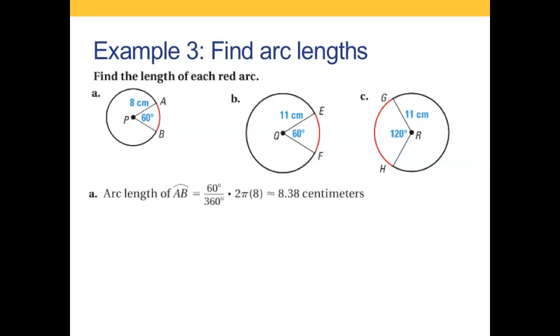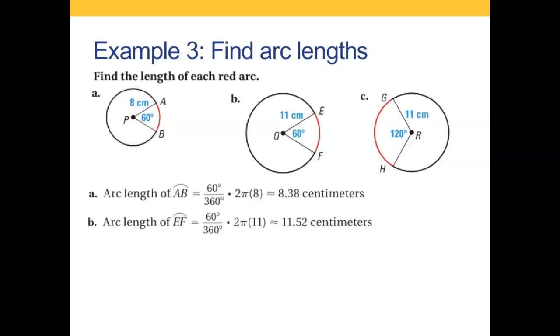And again, we have 60 degrees here, but the arc length is not going to be the same as in part A because the circumference of this circle is different. It should be longer. So this would be 60 over 360 times 2 pi times 11, which comes out to be 11.52 centimeters. You can think of this as finding 1/6 of the circumference, but this circumference is longer than the circumference of the first problem.